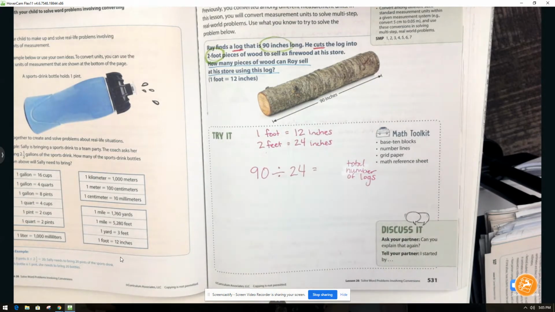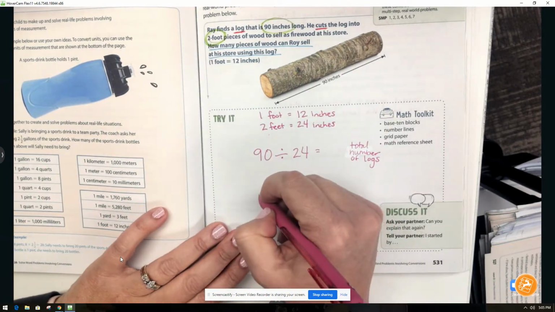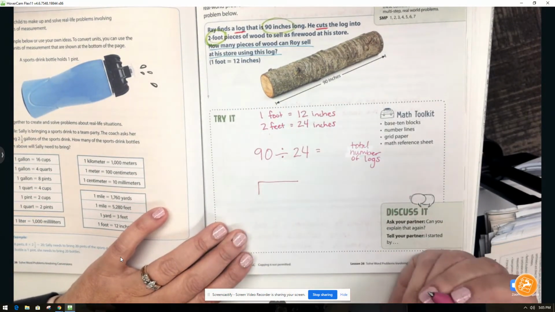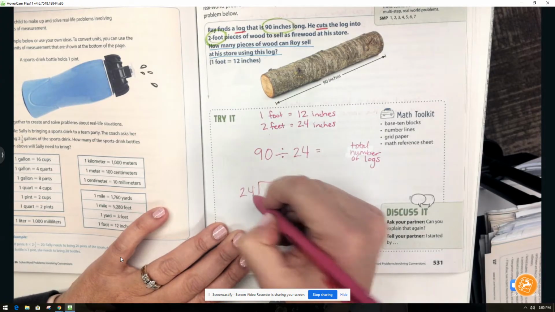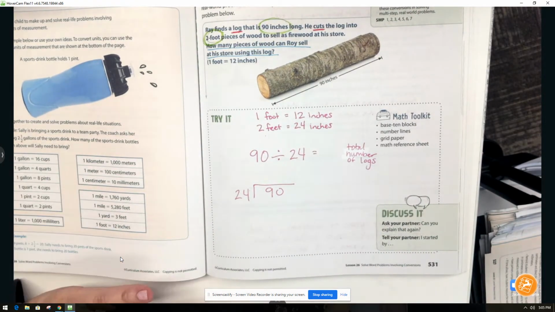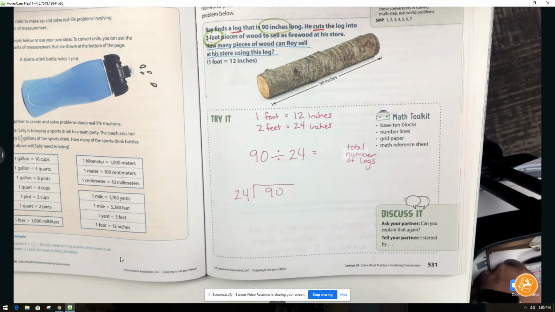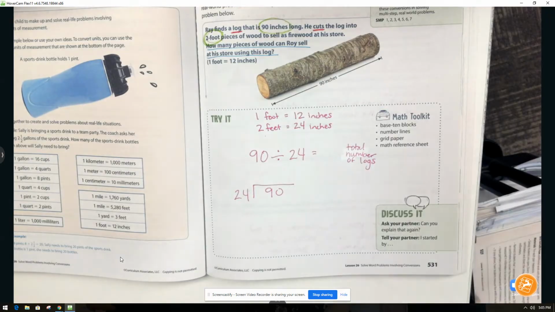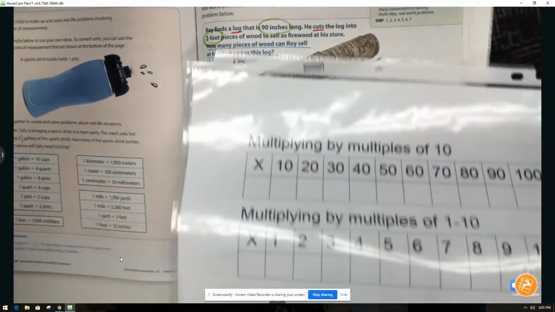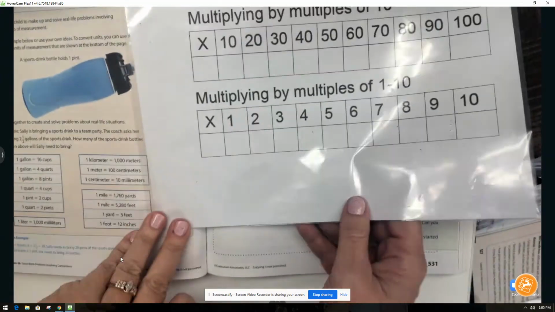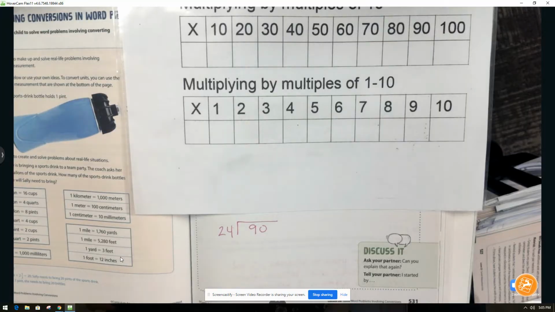Now, 90 divided by 24, I don't know that off the top of my head, so I'm going to go ahead and change this into a long division problem and make it 90 and then 24. Now, I'm going to use my multiples of 1 through 9 chart. If you don't have one, you could always make your own, but this chart I have found to be super, super helpful because I don't know my multiples of 24 offhand. Maybe some of you do, but I definitely do not.